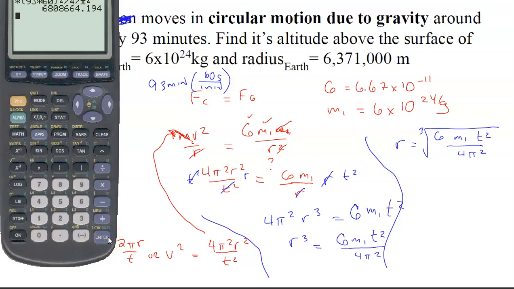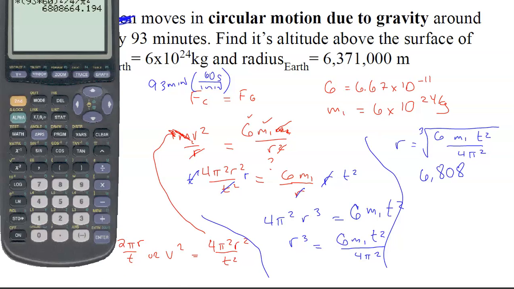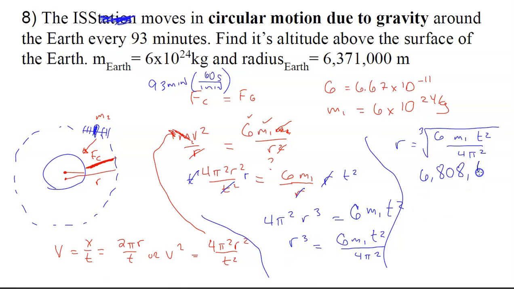Okay, that is the radius. Well, how many decimal places did I get there? 6,808,000 and some change. 664 meters. Okay, that is r. That's the distance from the center of the Earth to the center of the International Space Station. That's not quite what we wanted, is it?